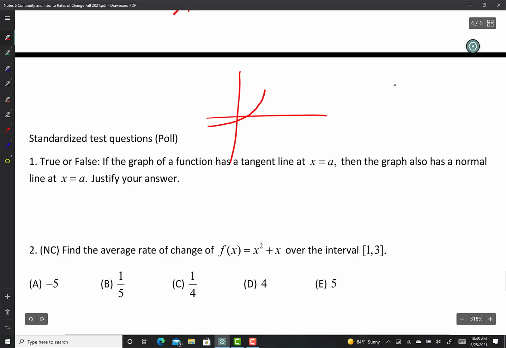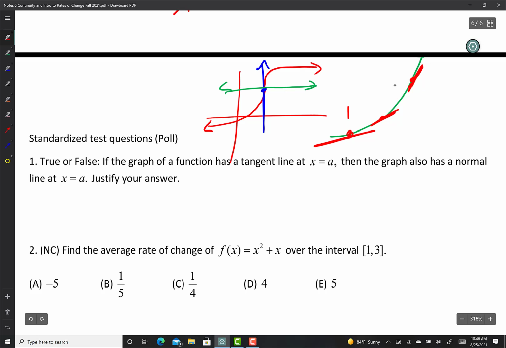Let's do one where it has a perfect... It doesn't matter. Even right here where I have a vertical tangent, I'm going to have a horizontal normal. But that's different. Okay, concave up. Every point along this: point, point, point. Tangent, tangent, tangent. Normal, normal, normal.